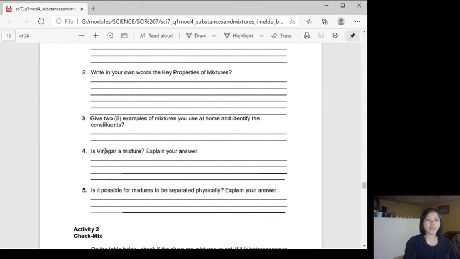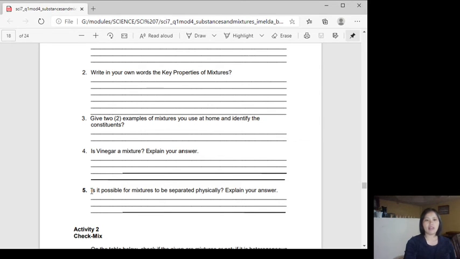Next, is vinegar a mixture? You just say yes or no. Then why? You go back to the properties of mixtures. It is a mixture because blah, blah, blah. It is not a mixture because blah, blah, blah.